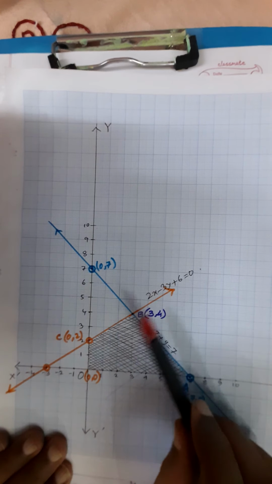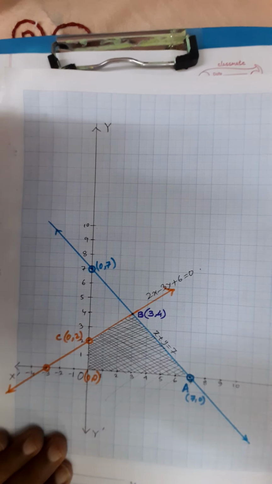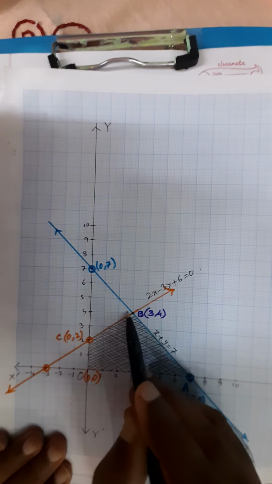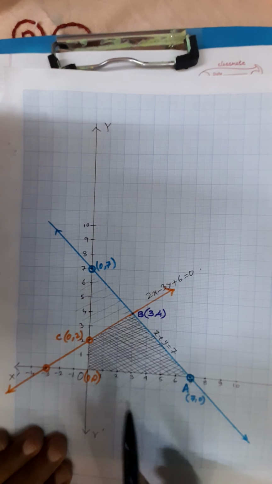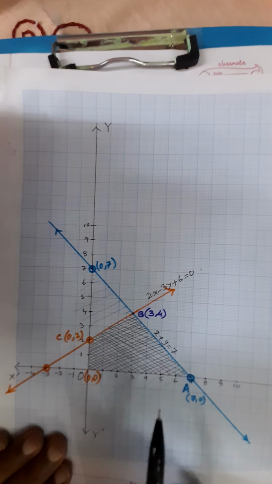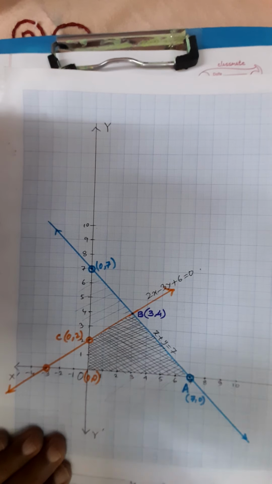Clear? Now see the second condition. The first one is complete. And for the second, what will the second be? Second is twice x minus 3y.